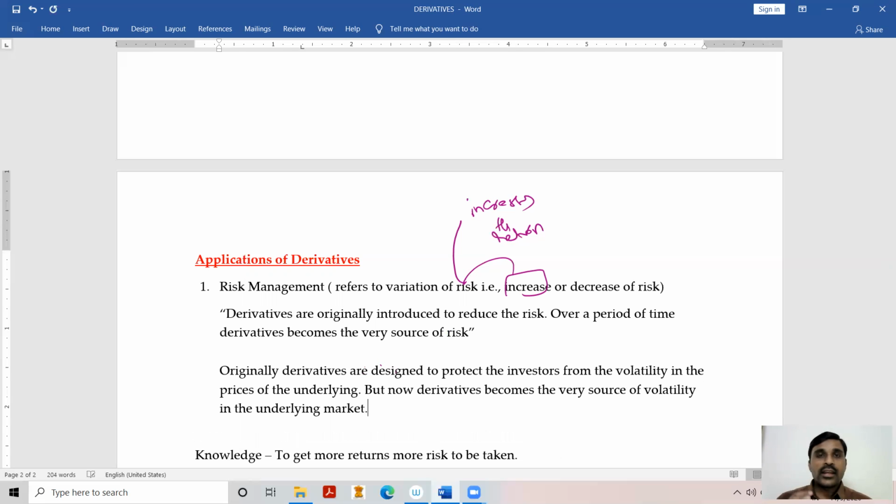Earlier, derivatives were designed to protect ourselves from the volatility in the cash market or cash segment. Now the cash segment is getting its risk from the very derivatives only. This is the point.